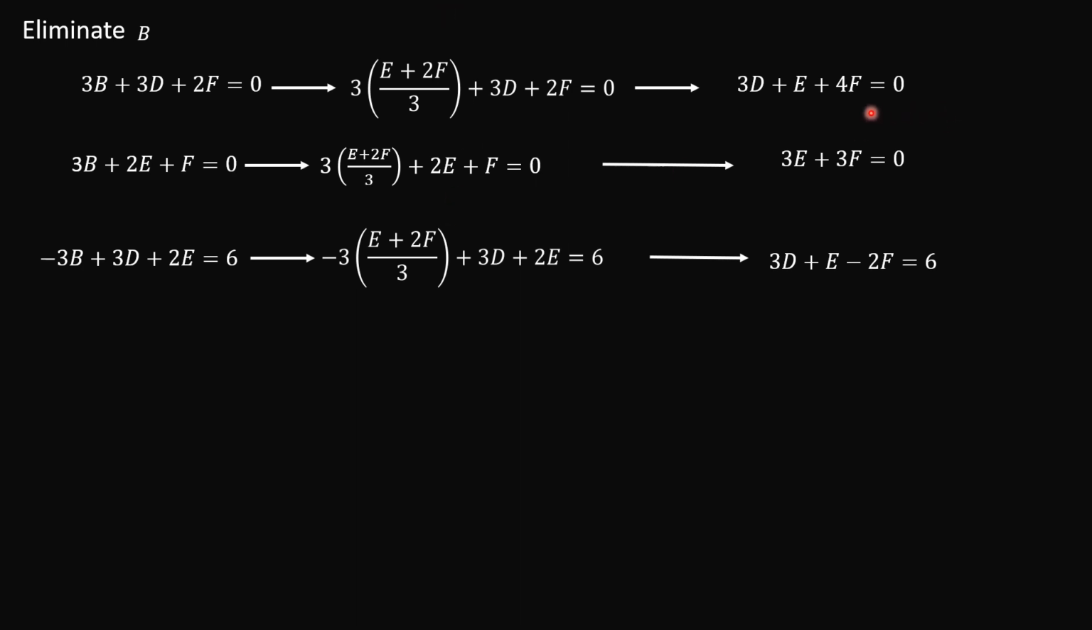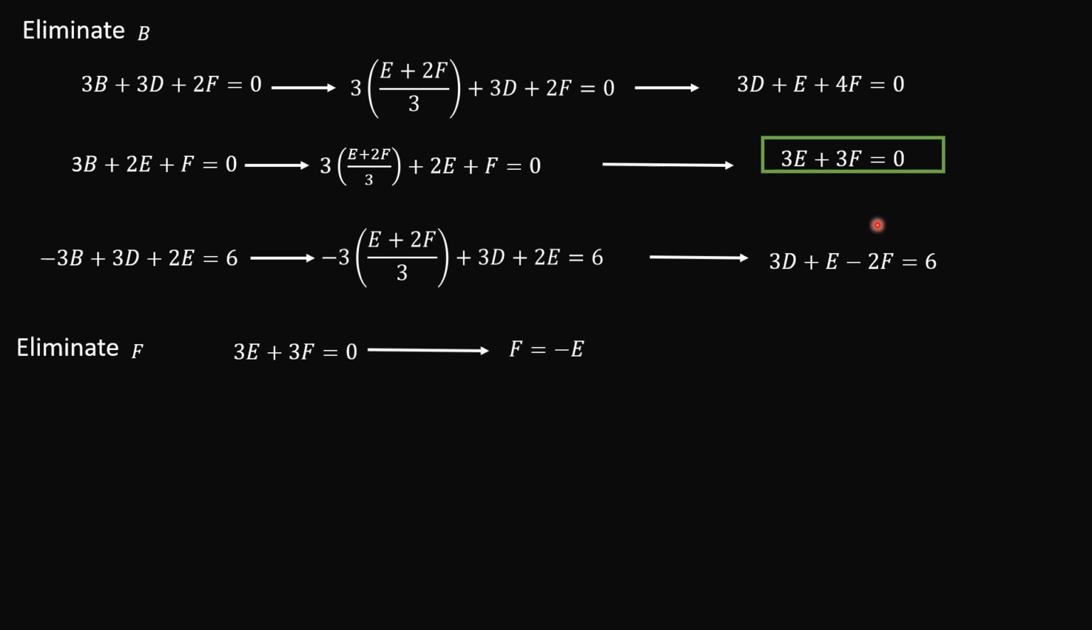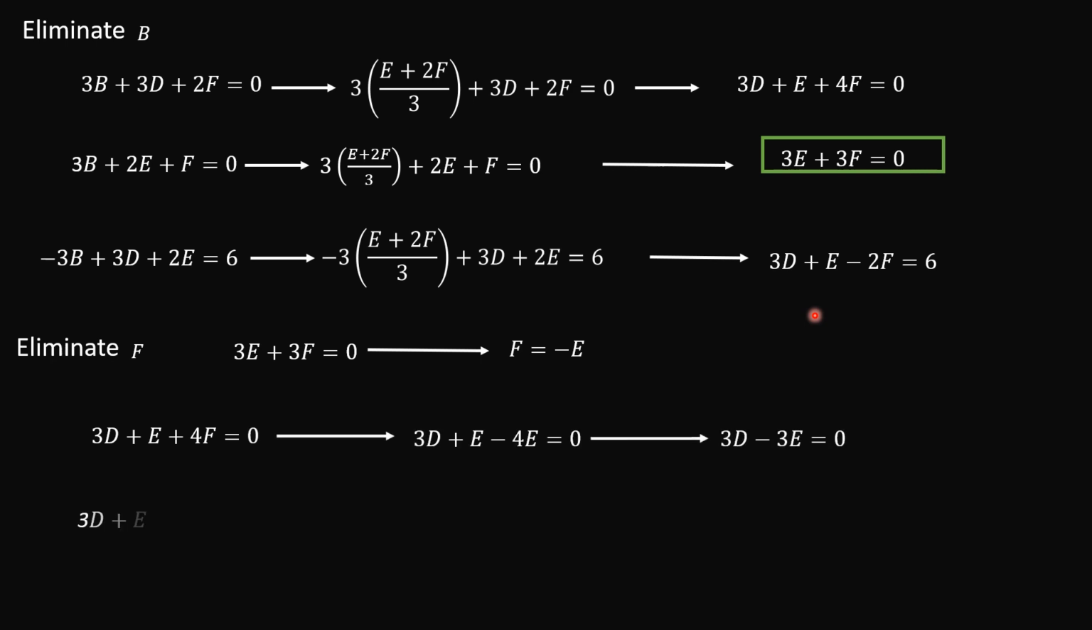Again, the temptation would be to use the second equation here, such that we would eliminate f. If we do so, since 3e + 3f = 0, then f = -e. Substituting this in the first and the last equation here results in 3d - 3e = 0, and then 3d + 3e = 6. So this is a simple simultaneous equation.